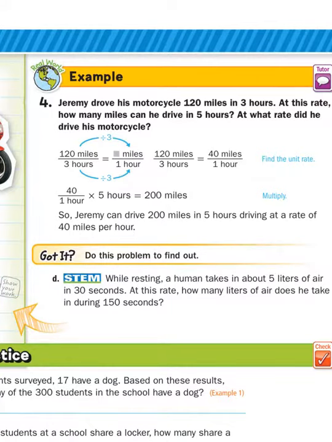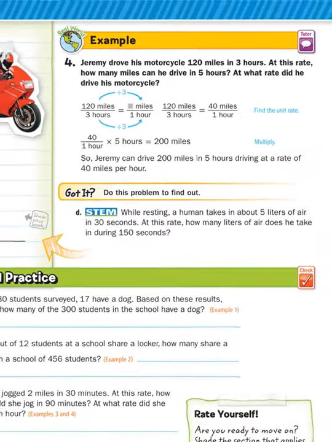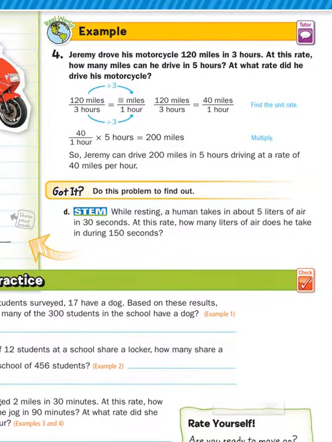So that's all. All right, are you ready? I really want you to do problem D completely on your own. You might have to find the unit rate first, but maybe you won't have to do that. So try D. Pause the video. When you're done, restart it. See if you got it. Go. Pause it now.